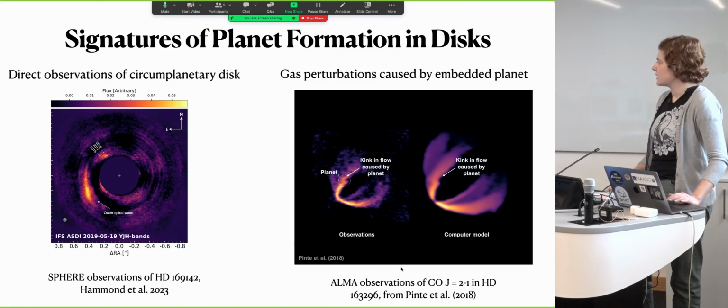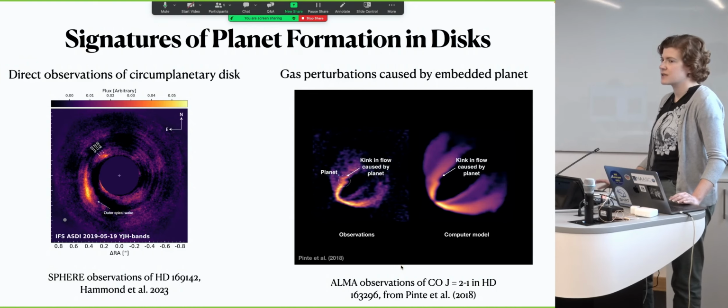We can also find evidence for embedded planets by looking at gas emission in disks. These are ALMA observations of CO in a different disk, and if there's a protoplanet embedded in the disk, it will disrupt the flow of gas in the disk, causing deviations from Keplerian rotation that can be seen in this kink in the observations, which is reproduced in models that include a protoplanet embedded in the disk.